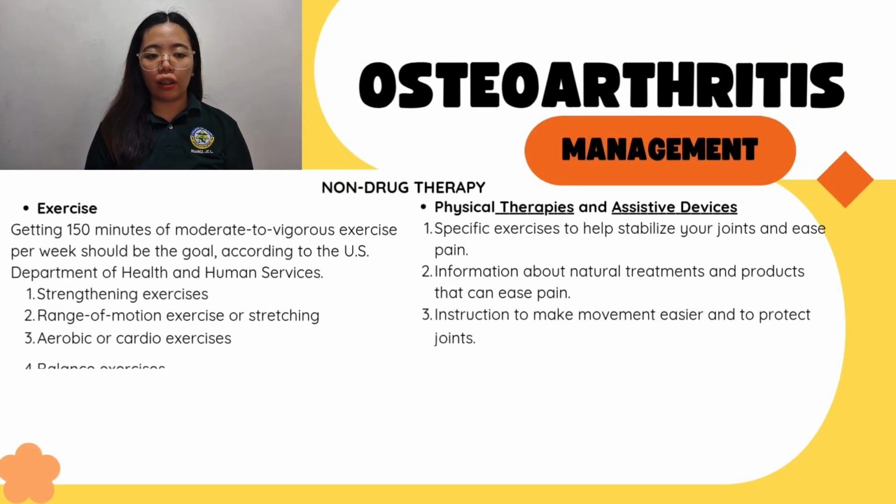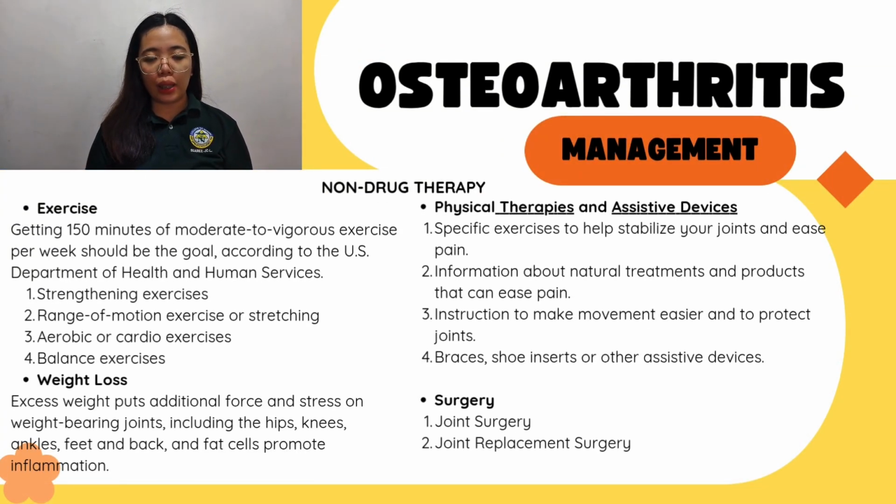Management for osteoarthritis also includes non-drug therapies. Exercise. Movement is an essential part of osteoarthritis treatment. Getting 150 minutes of moderate to vigorous exercise per week should be the goal. According to the U.S. Department of Health and Human Services, a good exercise program to help osteoarthritis pain and stiffness has 4 parts. First, strengthening exercise. This helps to build muscle around painful joints and helps to ease the stress on them.